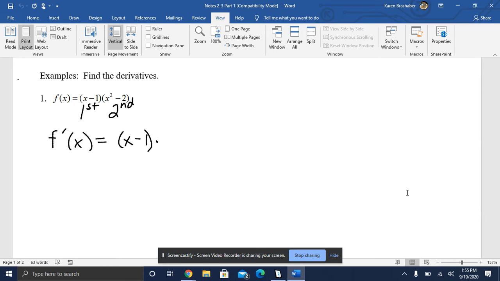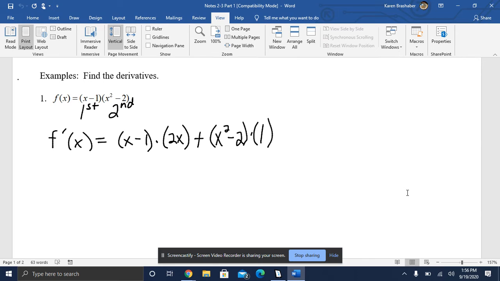times the derivative of the second. Well, the derivative of x squared minus 2 is 2x. And then the derivative of the negative 2 is just 0, so just 2x there. Then you have a plus sign, and then we do the second, which is x squared minus 2, times the derivative of the first. Well, the derivative of x minus 1 is 1.